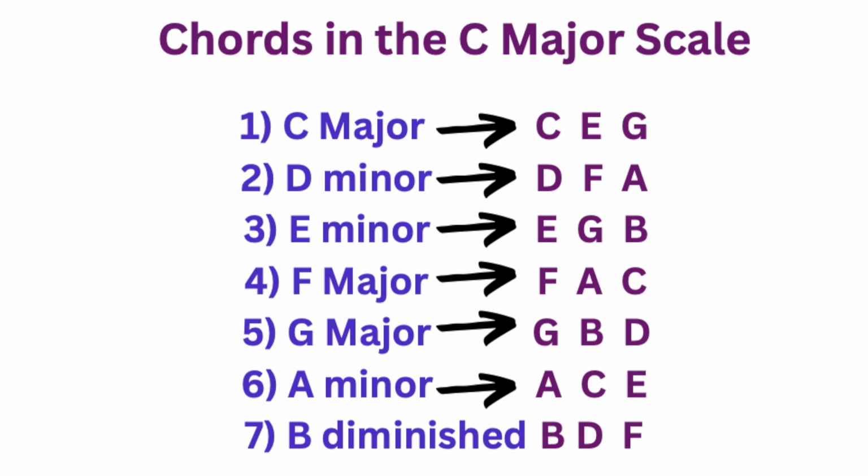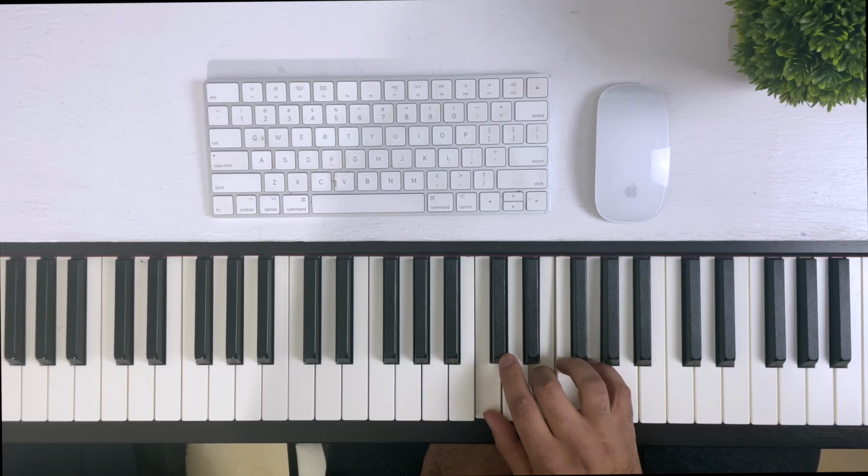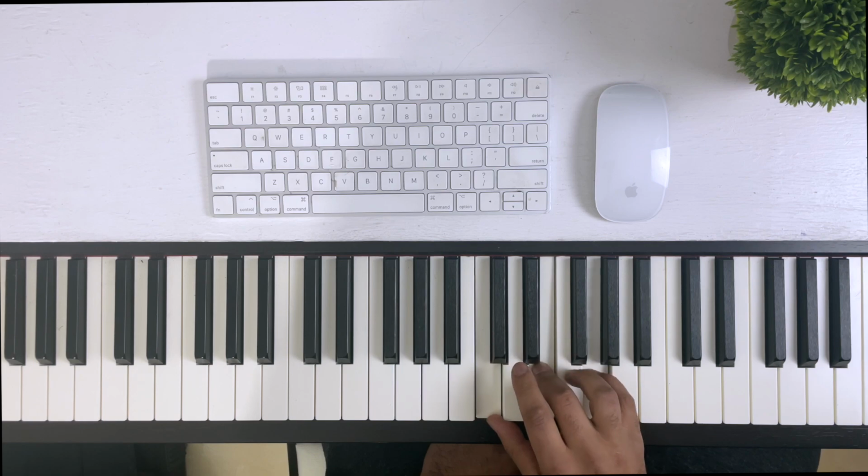And as you may have noticed, I named some chords major and some chords minor. The difference between a major and a minor chord is basically in the way they sound. There's more to it theory-wise, but we'll just keep it simple for now. The major chord just sounds happy, and the minor chord sounds sad. So this is C major, and this is C minor.